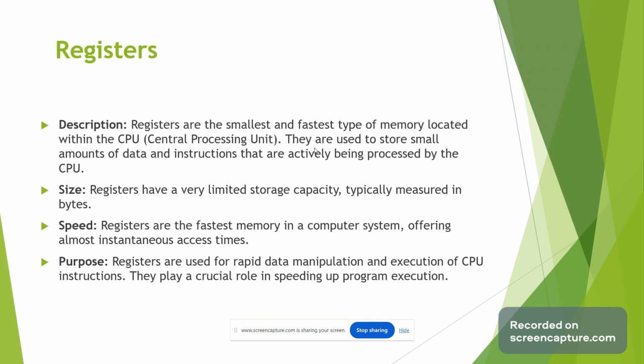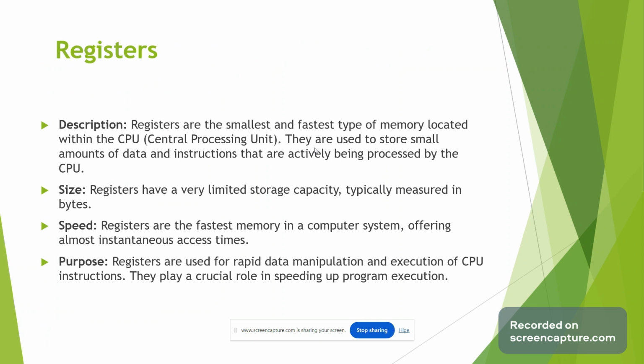Registers are the smallest and fastest type of memory located within the CPU, which is central processing unit, as everyone knows. They are used to store a small amount of data and instructions that are actively being processed by the CPU. They can't handle too big of a data size. Registers have very limited storage.